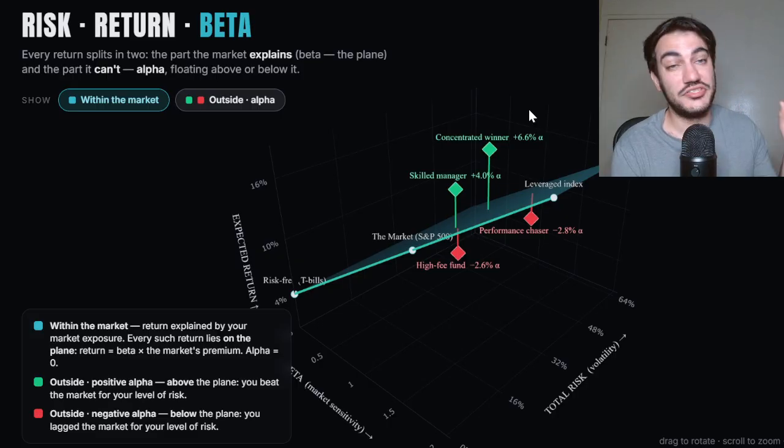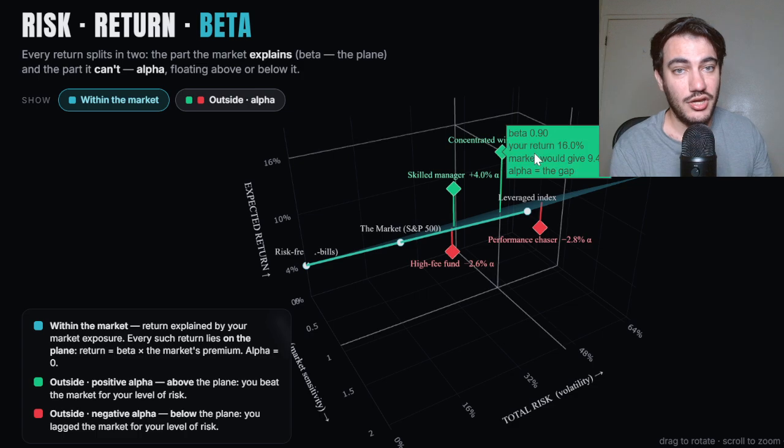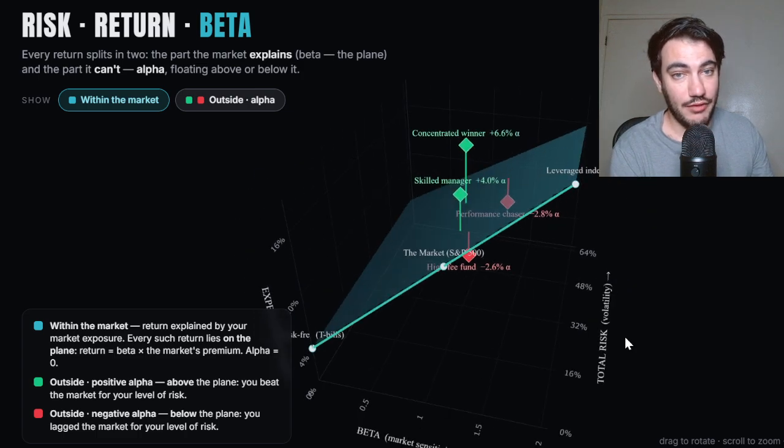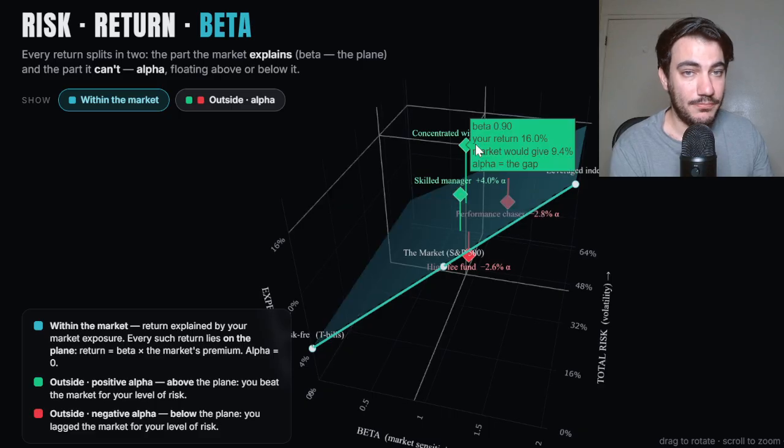But it's not a 66% return. Keep that in mind. You're just doing 66% better than what the market is, which is plus 6.6% alpha, which is very good. Plus 6.6% alpha.